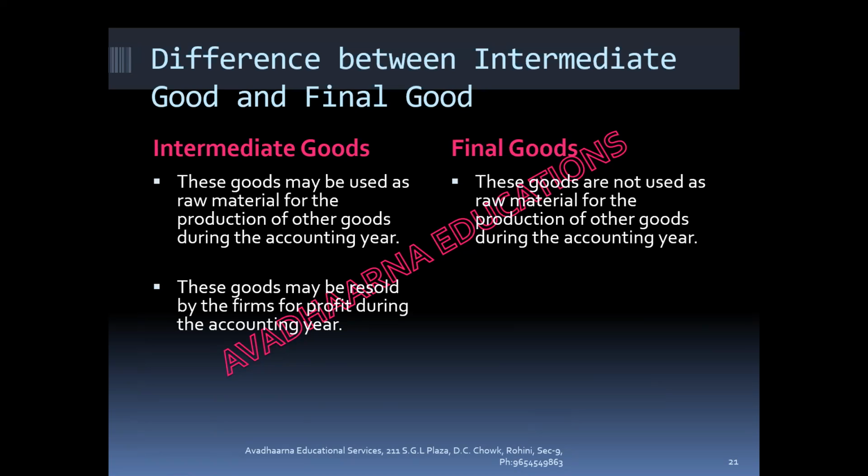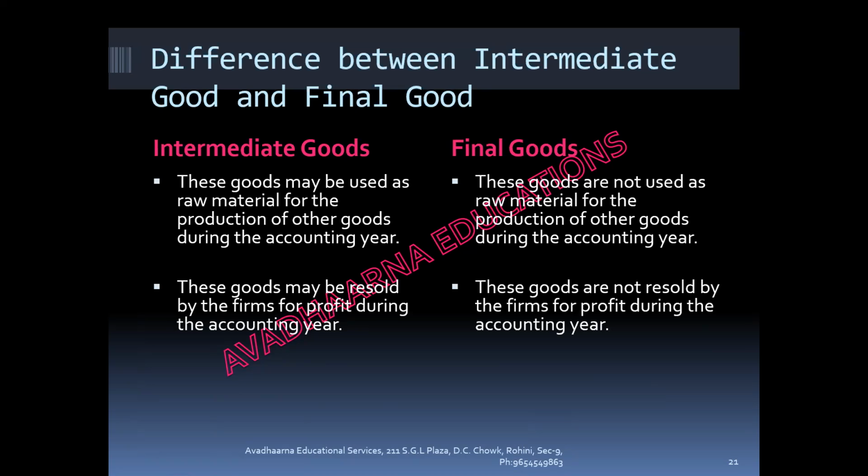Fine. If the intermediate good is being purchased for the purpose of reselling it, then when we resell, as a trader, he keeps a little bit of profit margin. So intermediate goods may be resold by the firms for profit during the accounting year, and final goods are not resold by the firm for profit during the accounting year. Final goods are not resold. Once the consumer has bought the final goods, they are going to consume it. They are not going to resell it.